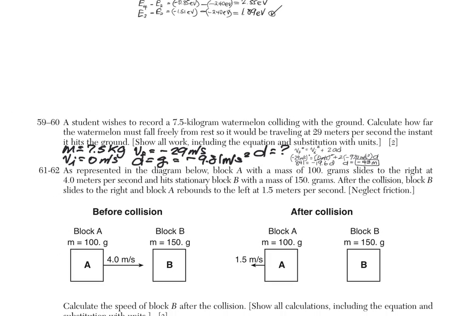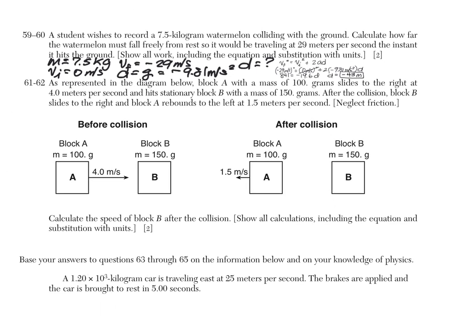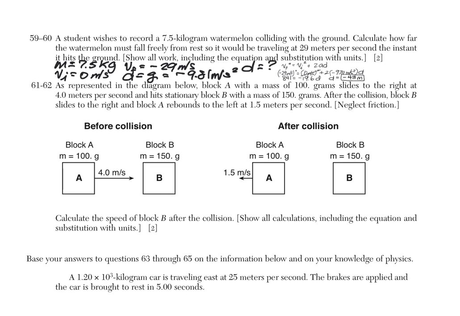All right, 6162, we have ourselves a collision. So it says we have block A with a mass of 100 grams going 4 meters per second, hits block B, which is at rest. And then afterwards, block A rebounds, bounces off of B, heads to the left. And then block B, it says moves, which it must be to the right. And it says calculate the speed of block B after the collision.